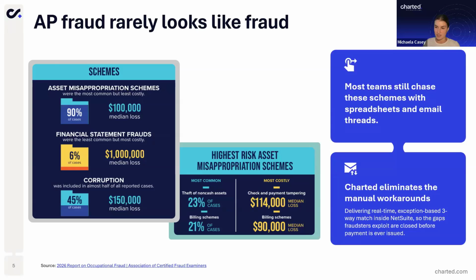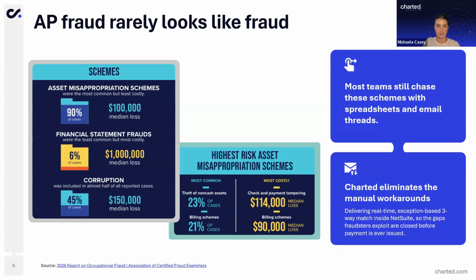Looking under that umbrella, we have billing schemes. Those are things like fake invoices, duplicate invoices, shell vendor invoices. Those are the most common and costly forms, with a median loss of about $100,000 there. So half of these schemes cost more than that. And these schemes don't happen all in one fell swoop. They run quietly month after month, hiding inside your routine invoice volume.